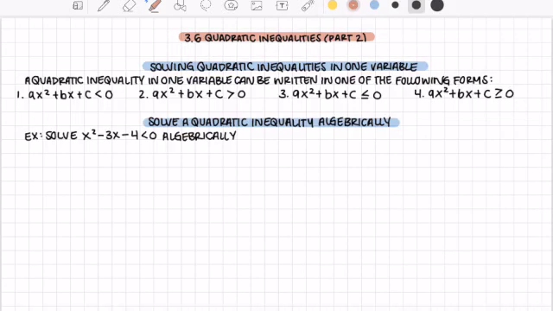Hi guys, so today we're going to be looking at Chapter 3, Section 6, Quadratic Inequalities, Part 2. So, solving quadratic inequalities in one variable.